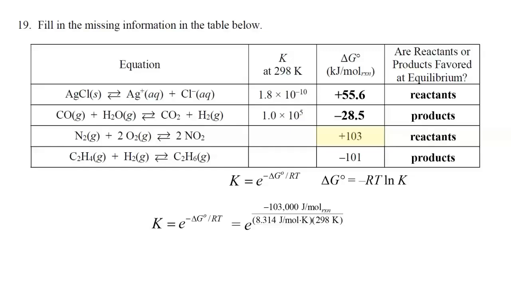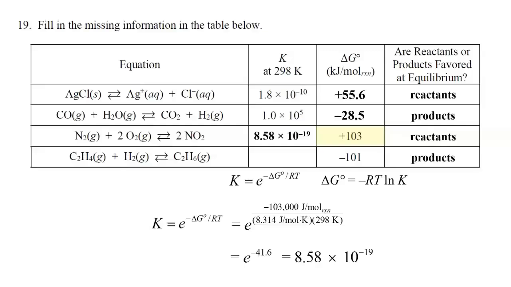And on the bottom, I have R times T. So I have 8.314 joules per mole Kelvin, and then I also have 298 Kelvin, the temperature at standard conditions. So that ratio works out to be negative 41.6. And when I take the E on my calculator, the base of the natural log, raised to the negative 41.6 power, I get a value of K, which is 8.58 times 10 to the negative 19.